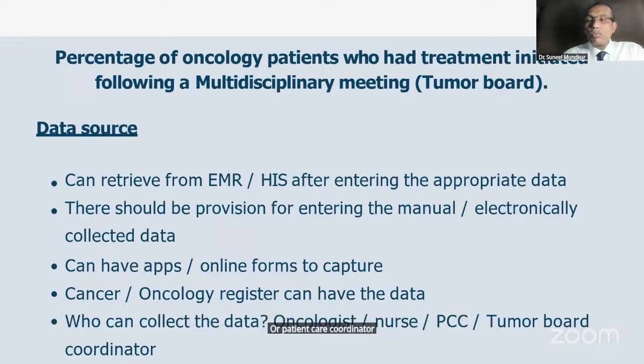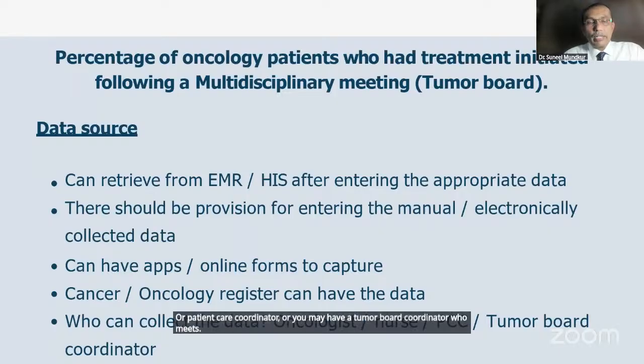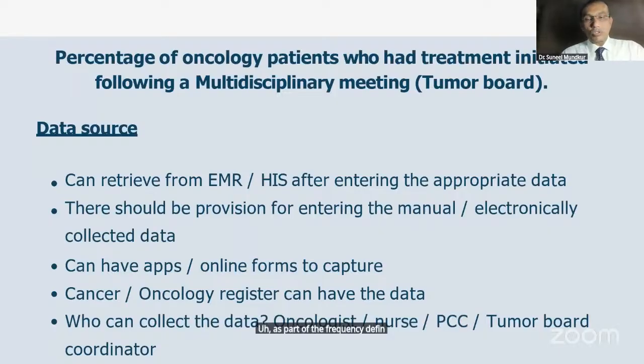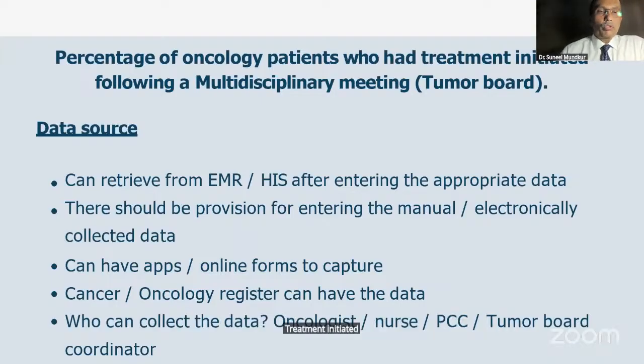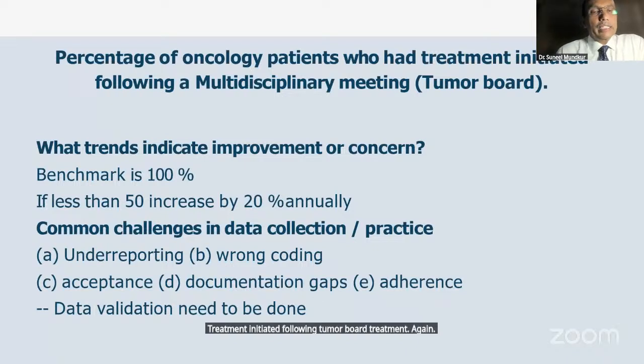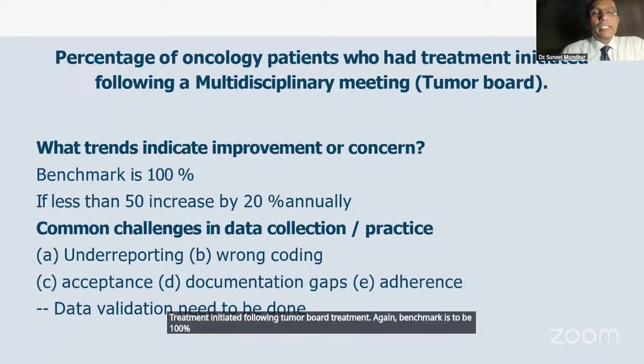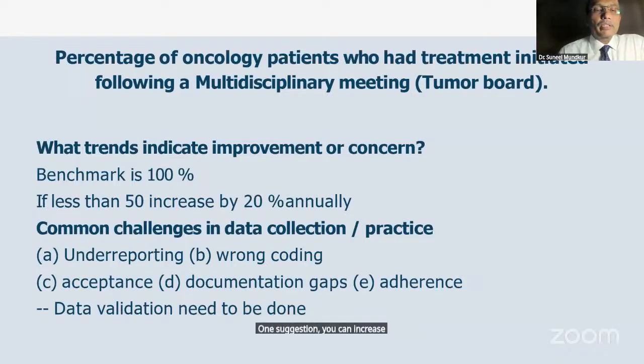Or you may have a tumor board coordinator who meets as per the frequency defined in your hospital's policy. So he can say whether all the patients of oncology have treatment initiated following tumor board treatment. Again, benchmark is to be 100%. If less than 50, increase by 20% annually. This is just my one suggestion. You can increase it even to 100% by another 2 months or 3 months.